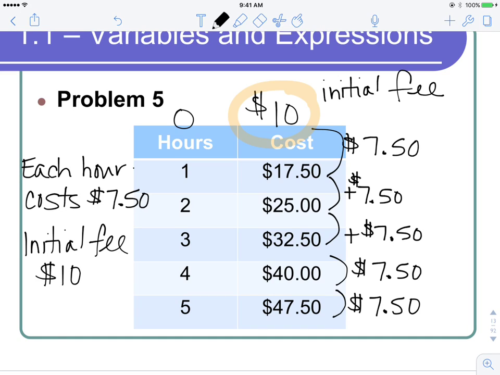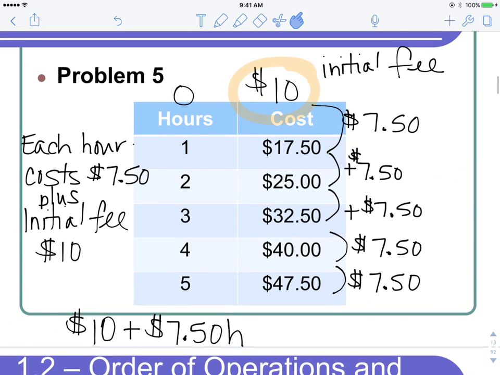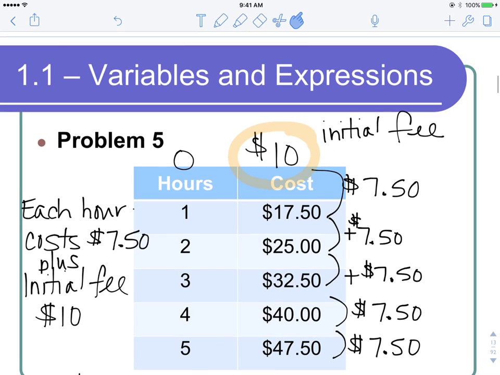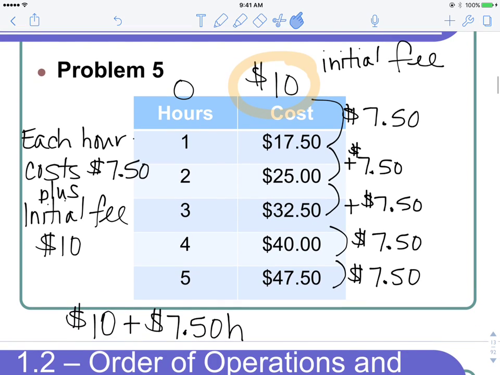So the way we could write that is, regardless of how long you rent the scooter, you're going to pay $10 plus you're going to pay $7.50 for each hour that I'm going to represent by H. So $10 for the initial fee plus $7.50 for each hour that you rent the scooter. So that's our recap from section 1 about variables and expressions.